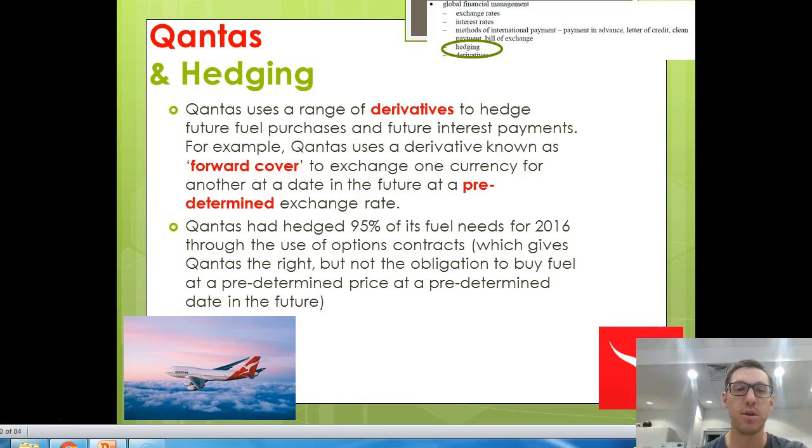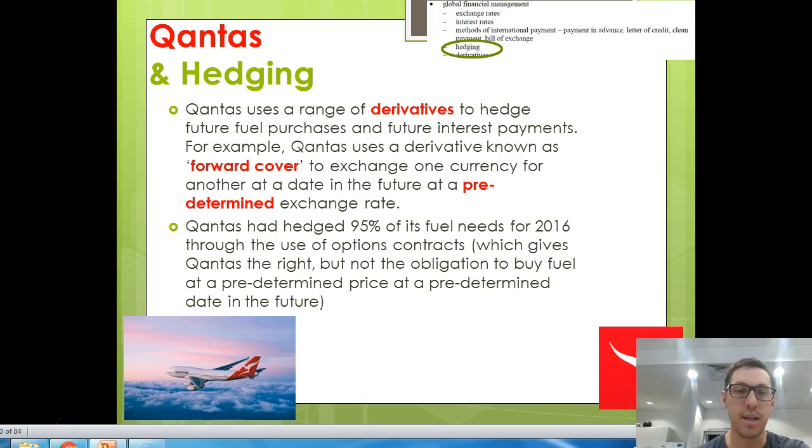So what does Qantas do in the context of hedging? Qantas uses a range of derivatives to hedge future fuel prices and future interest payments. For example, Qantas uses a thing called a forward cover to exchange one currency for another at a date in the future at a predetermined exchange rate. Now, there's a cost involved in undertaking that forward cover, but for Qantas, that cost may well be justified because it's giving them surety of exchange rate in the future.